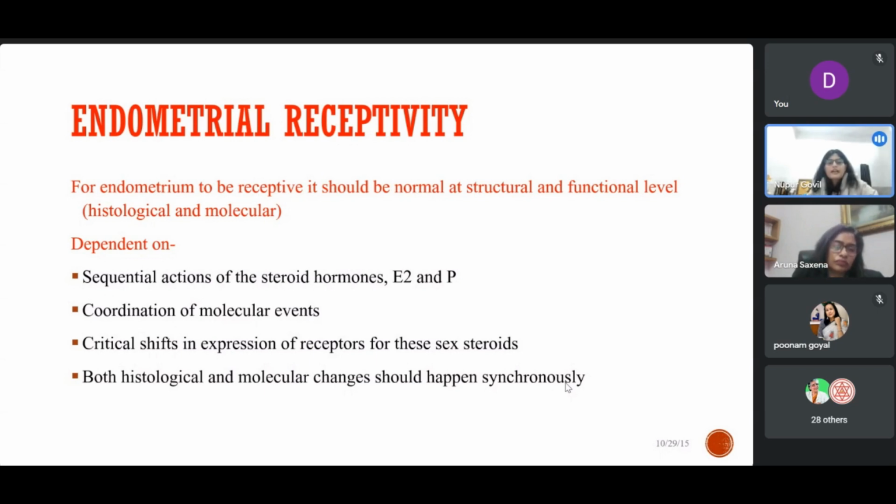There has to be a particular, what we call dating, in histology. It has to happen in a coordinated manner, one after another. The shifting of the timing is very important in this. So the critical shift in expression of the receptors is very important, and they should both happen synchronously.